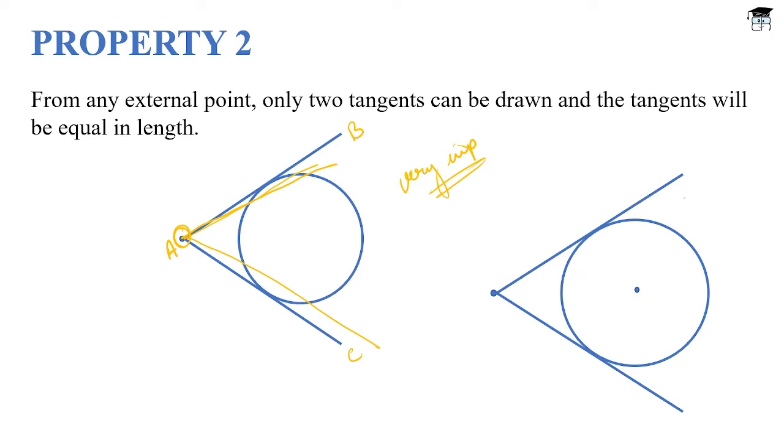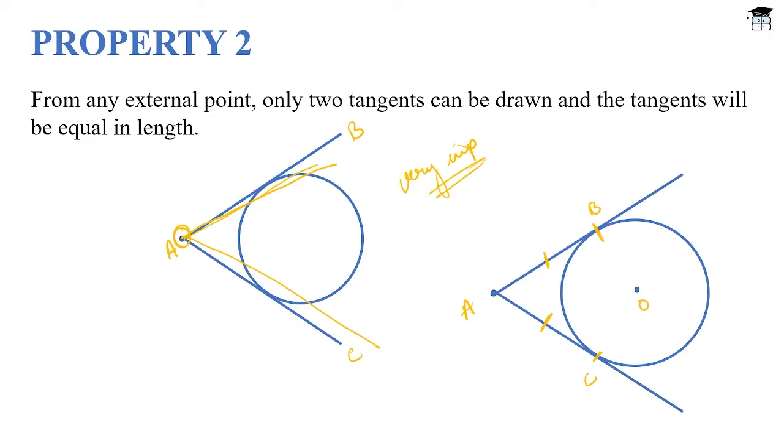Now this is the figure, and we have the points A, B, C. This is the center O. This is line A. The points where the lines meet the circle are B and C. AB and AC are two tangents, and AB is equal to AC.